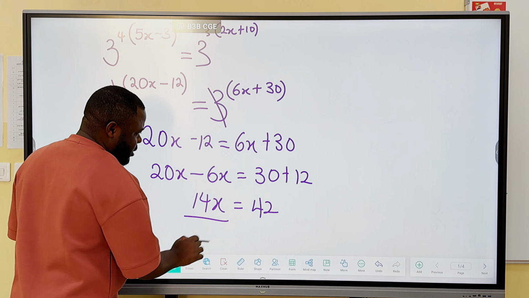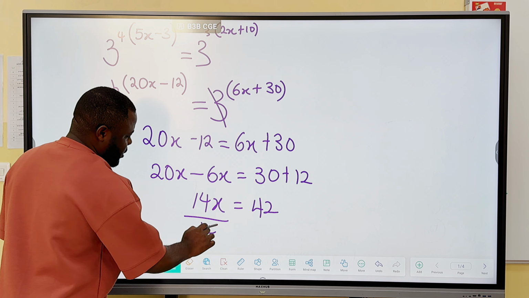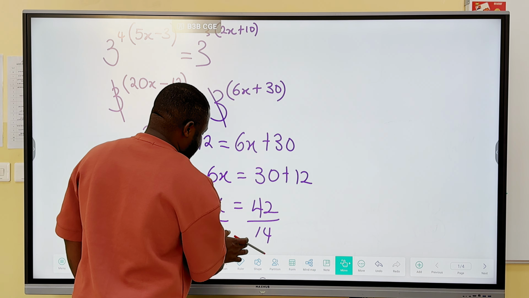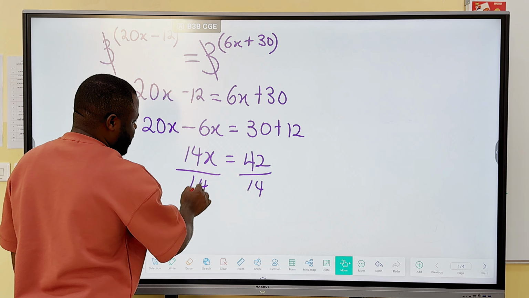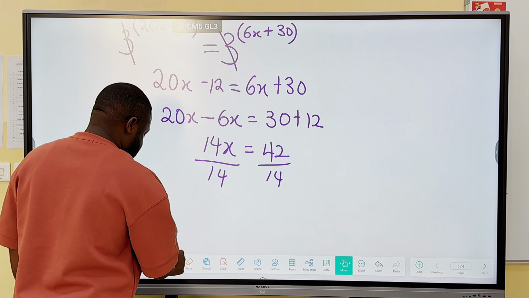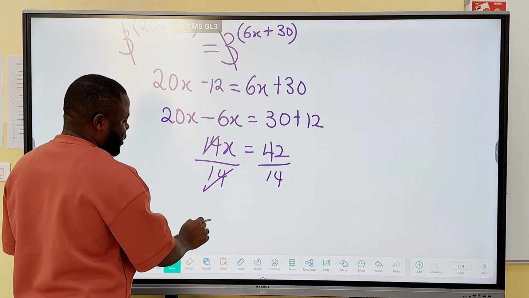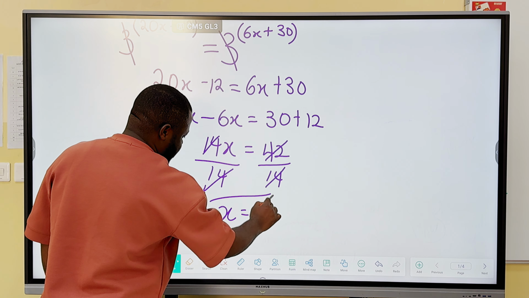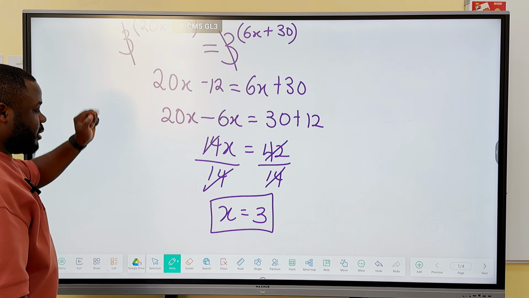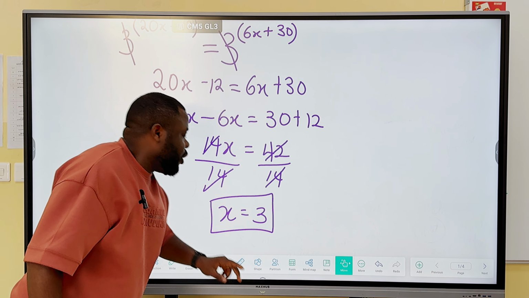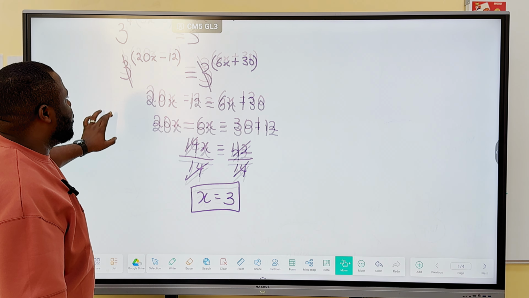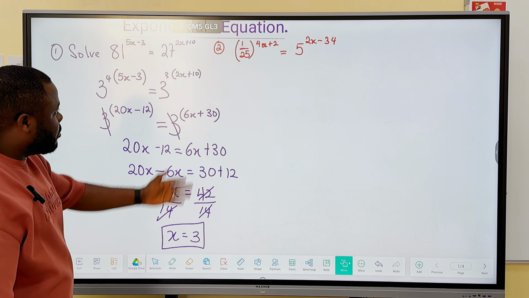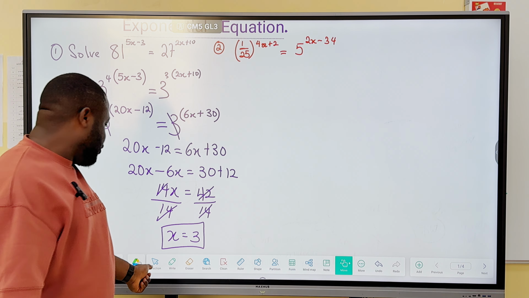When you divide both sides by 14, this 14 will cancel this 14, so you have x. 42 divided by 14 gives 3. So the value of x in this equation is 3. Now you also do the same thing on the second equation.